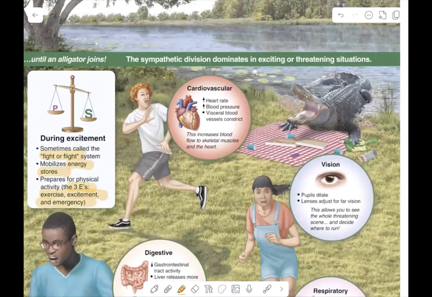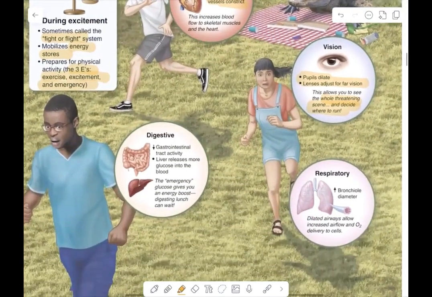As you can imagine, if you're running away from an alligator, the heart rate and blood pressure are going to be increased. The visceral blood vessels constrict to pump blood to the skeletal muscles so this person can run as fast as they can. The pupils are going to dilate for far vision, so it allows them to see the whole threatening scene and decide where to run to. The digestive system is basically shut off because we're not worried about digesting a pizza at this point. We're worried about getting away from this alligator as fast as possible.